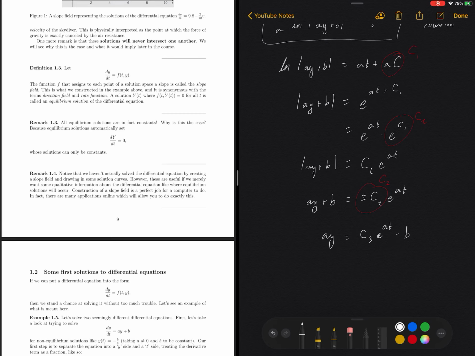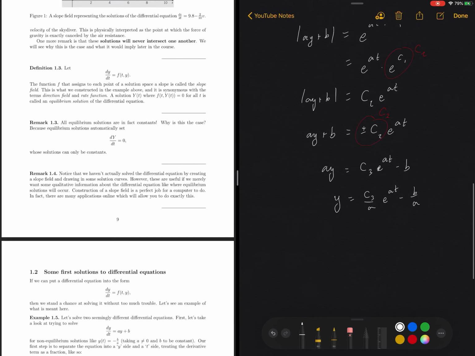And from here, it's just algebra. So ay is equal to c3 e to the at minus b, and y is going to be what happens when I divide through by an a. So this is, you know the deal, c3 over a, e to the at minus b over a. And sure enough, if I go ahead and call this guy c4, well, no, I can just call him a new constant altogether, a new name.